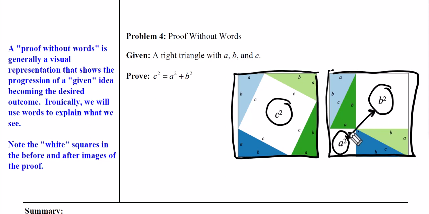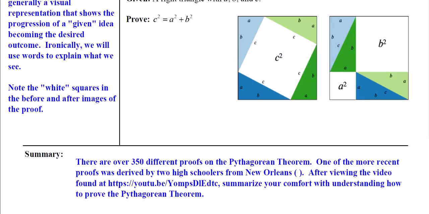So this is showing that the original white square is the same as if you were to add these two shapes together. Please don't leave problem four blank. Please, this is your chance to write down words. Write down words. For your summary, I kind of want you to get a feel for these proofs spoken by a different person and also see some other proofs that were done historically. There are over 350 different proofs of the Pythagorean theorem.